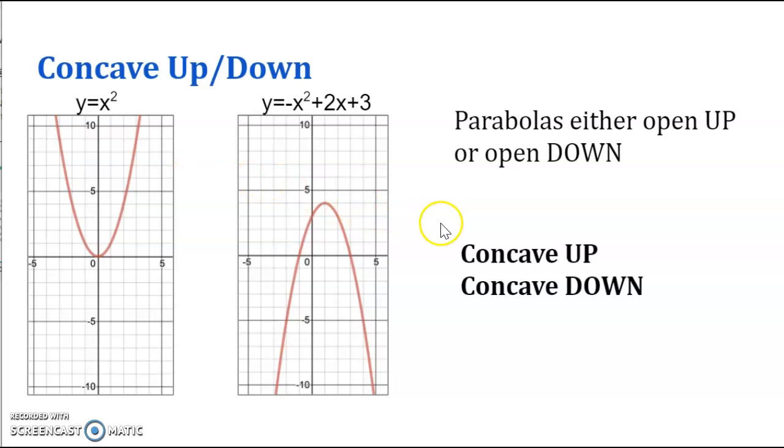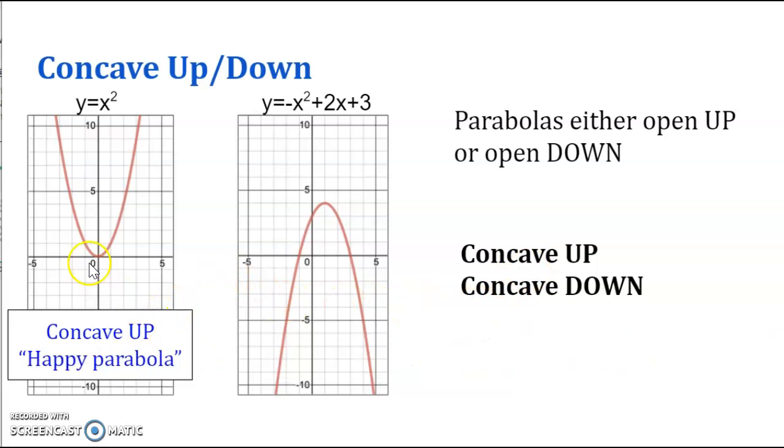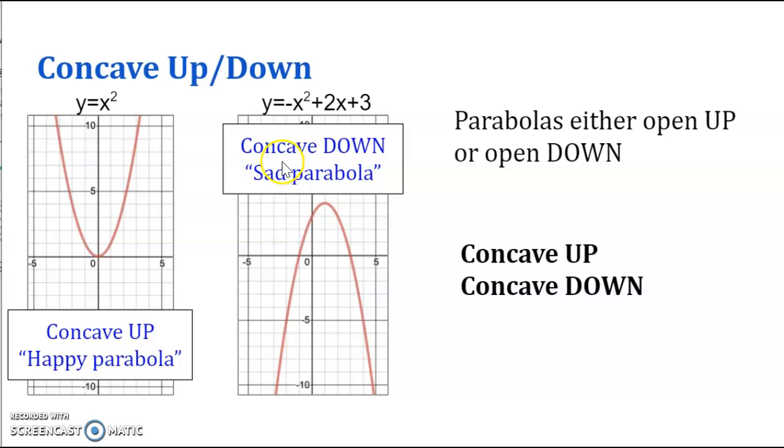But the more mathematical term for it is concave up or concave down. So concave up means it's opening up, and you can picture it as the happy parabola, like a big smiley face. That's how you remember it: the coefficient is positive. When there's a negative sign in front, then we say this is a sad parabola because it's concaving down. It's like a sad face.